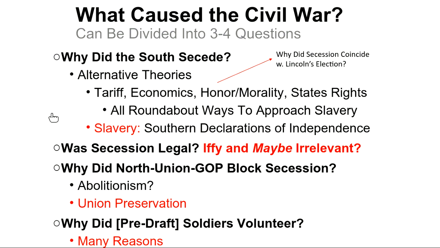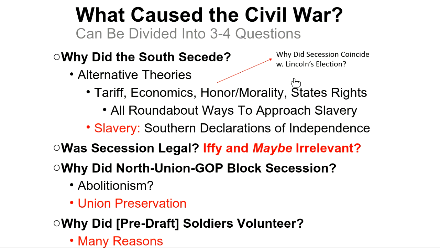What was it about Lincoln that distinguished him? Well, obviously, it was his opposition to Southern slavery. The Republican Party emerged as virtually a single-issue party, or at least this was the issue that they stressed the most: their opposition to the Western extension of slavery.